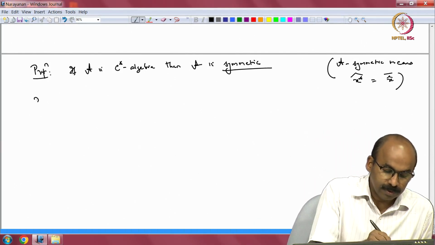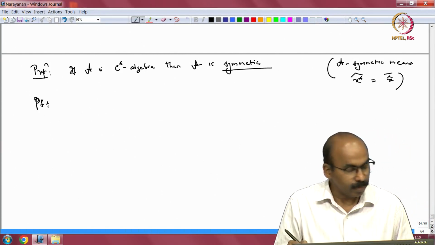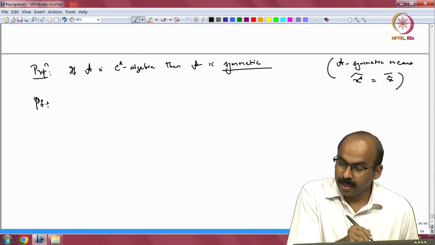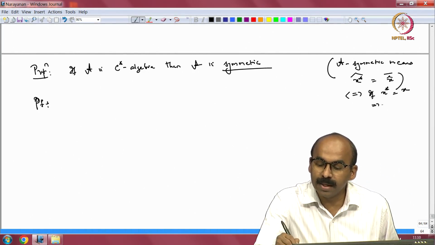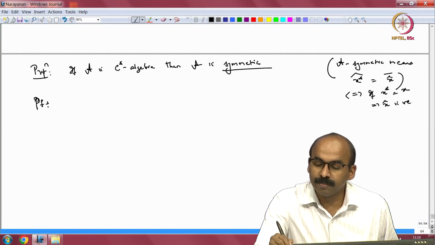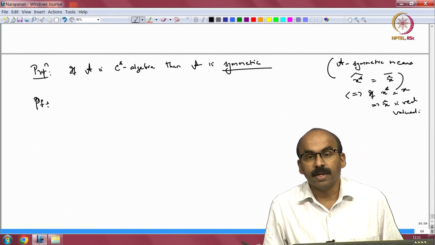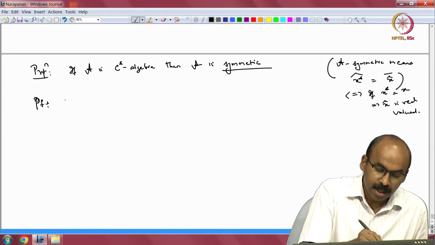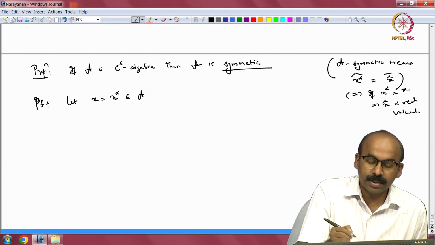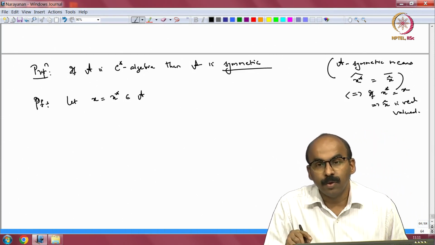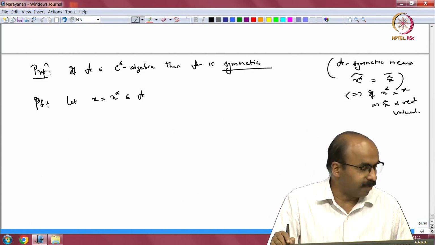Okay. So, proof. Well, maybe I should have said that this is also equivalent to saying that, because this is what we will prove, x star equal to x implies x hat is real valued, right. That is the definition of symmetric Banach algebras. Okay. So, let x equal to x star. That is a self adjoint element in A, and you look at the Gelfand transform and you want to say it is real valued, right.